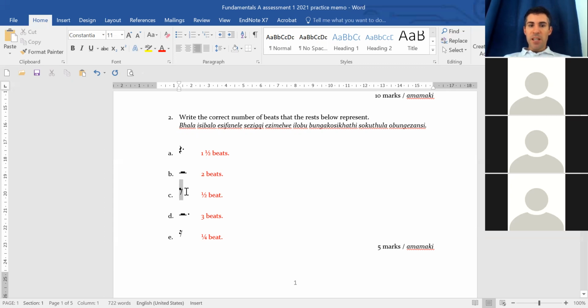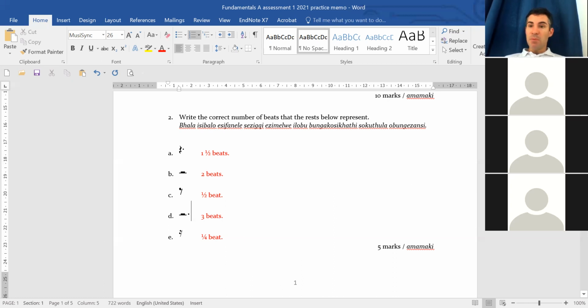Okay, this one over here, the one that looks like 7, you already know, is half a beat. Here is another one with a dot. Okay, and the dot does exactly the same thing. So we know from above that this without the dot is worth 2. And half of 2 is 1, so 2 plus 1 is 3. 3 beats. And the double 7 is 1/4 of a beat.